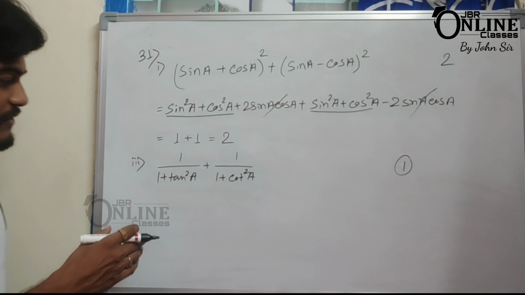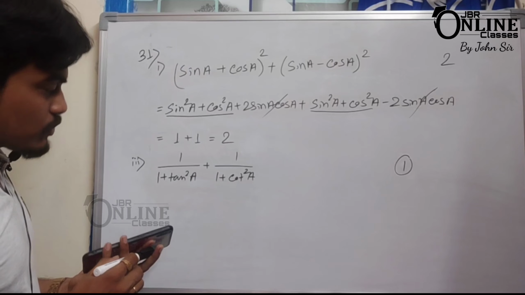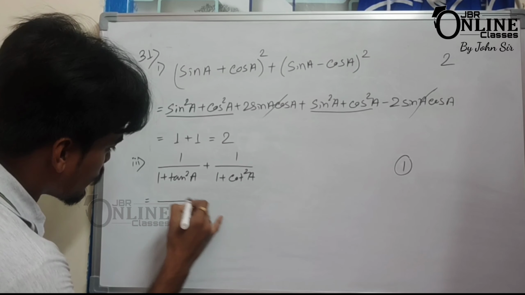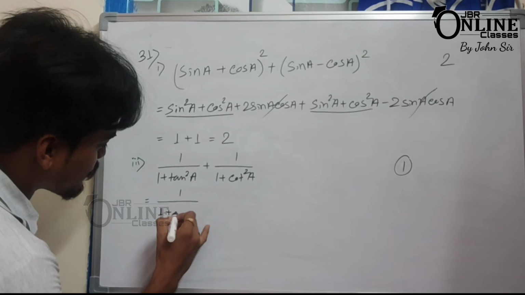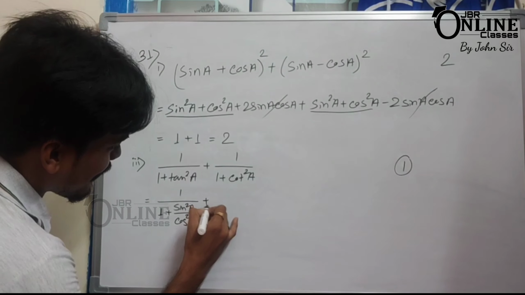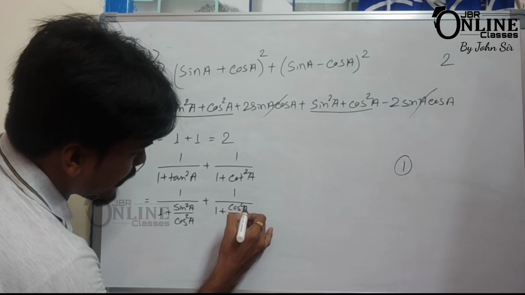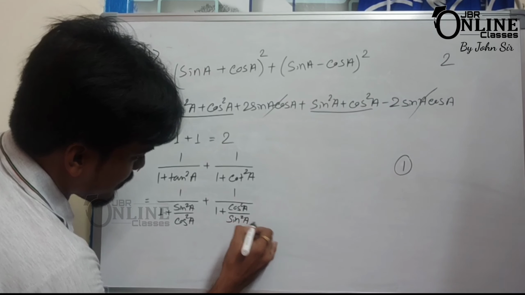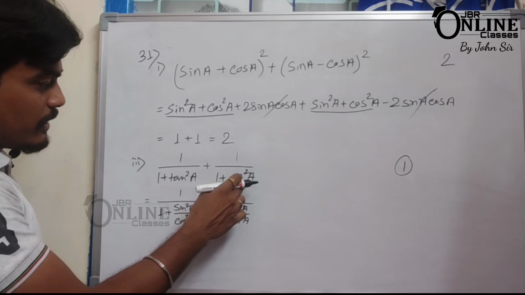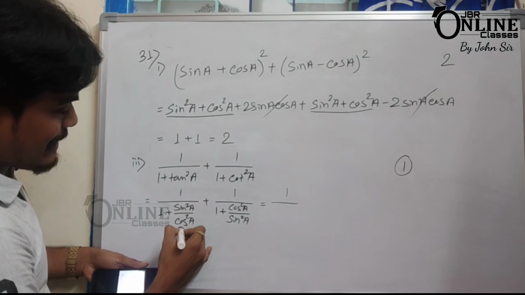Okay, so here in the left hand side, 1 by 1 plus tan square A, and in the right hand side, 1 by 1 plus cot square A. So now here 1 by 1 plus tan square A means cos square A by sin square A plus cos square A. As you know that tan equals sin by cos and cot equals cos by sin. So for the first one here, the LCM is cos square.